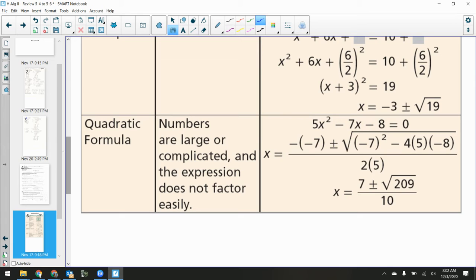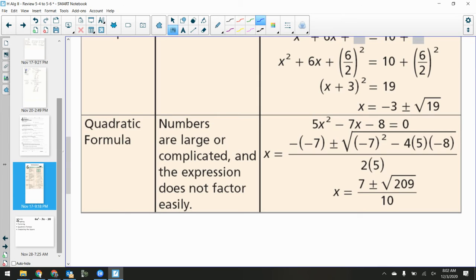I would add on to this list when it's easy to use it, or when it lends itself to using this: word problems. In general, if I'm asked to solve a quadratic equation and it's a word problem, I'm using the quadratic formula almost every single time. Okay, so here's what I want you guys to do.